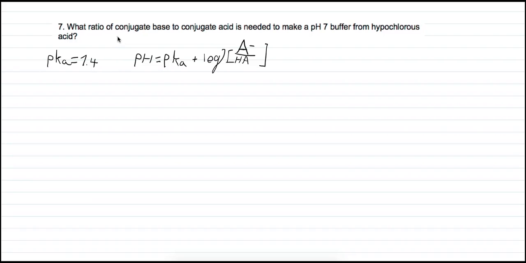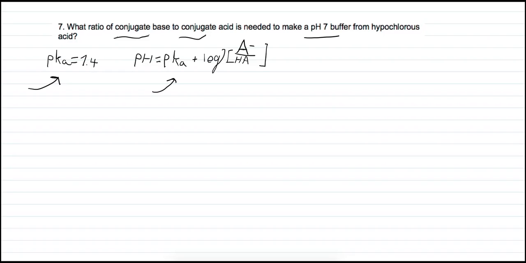What ratio of conjugate base to conjugate acid is needed to make a pH 7 buffer from hypochlorous acid? It's given that the pKa is about 7.4. If you ever have a problem like this and you don't know the pKa, go look it up on the internet. That is a perfectly acceptable option. And use this equation. Pause it, give it a go, and let's see if you're right.